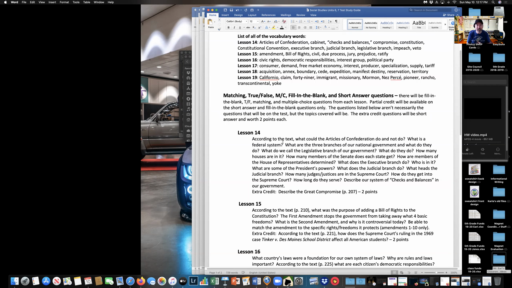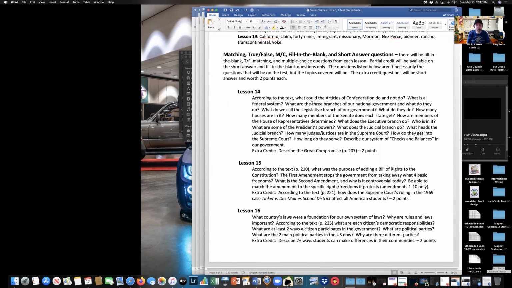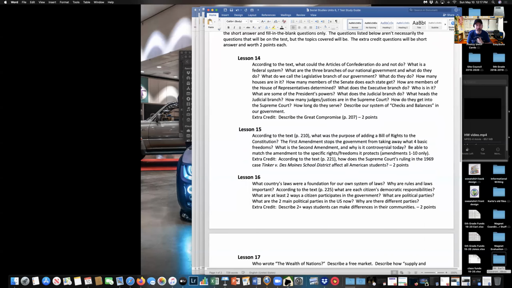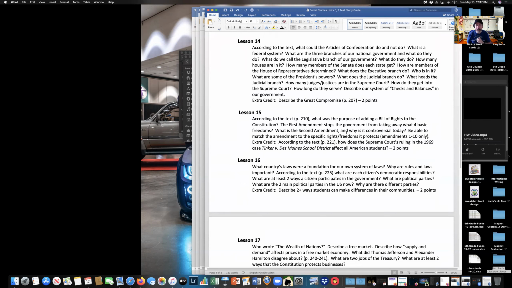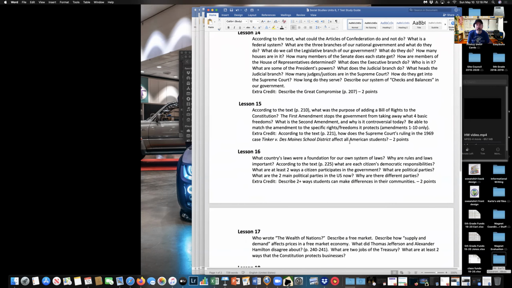So here we go, lesson 14. We'll talk more specifically, but this is about how the Constitution helped to set up our government. So you answer these questions, and then extra credit, describe the Great Compromise. That's in that kind of edition, that like 4-page edition after the lesson summary. So you can read about that. Lesson 15, same idea. Now this lesson 15 is about the Bill of Rights. Okay. So look at those, and then here again is the extra credit. You can read them there for that.